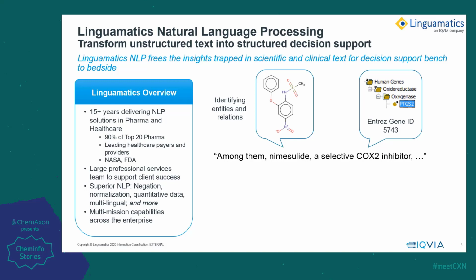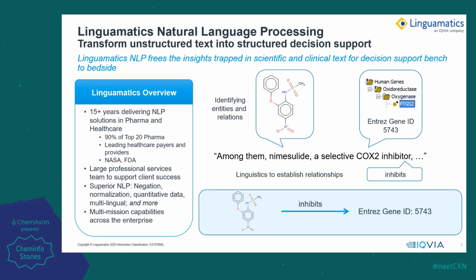The first thing our software can do is identify the entities and the relations. So here the software knows that nimesulide is a compound, and it's been mapped here to a structure. That COX-2 is a particular protein, and it's been mapped here to an Entrez gene ID. And that we can use the linguistics to establish the relationship between these two concepts, from the word inhibitor to the relationship inhibits. And that can then be transformed into a semantically normalized triple. This particular structure inhibits a particular protein ID.